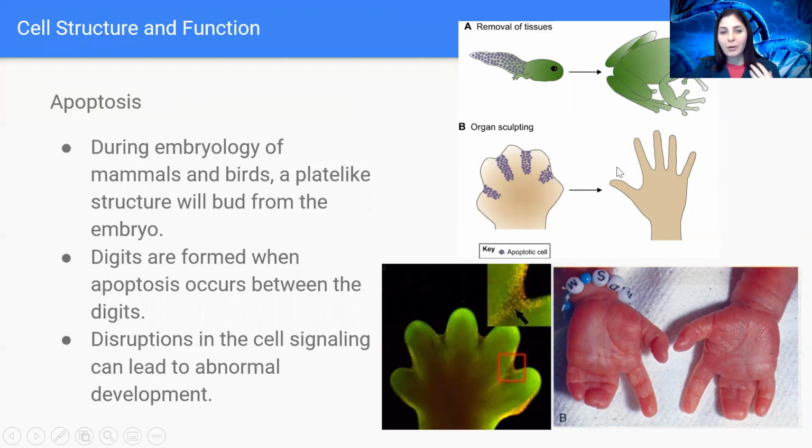Now when there's a disruption in a cell signaling pathway, meaning the cells don't get the correct message and they never get the message that they need to die, then we get some different types of defects, such as this right here, where apoptosis didn't occur, and you can see that this baby did not get that separation of their digits because cell death did not occur, so it left that tissue intact between the fingers.